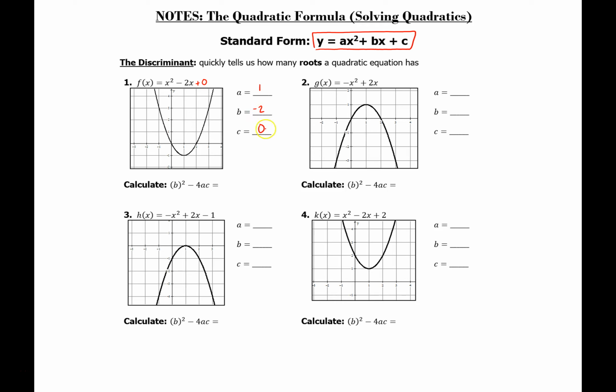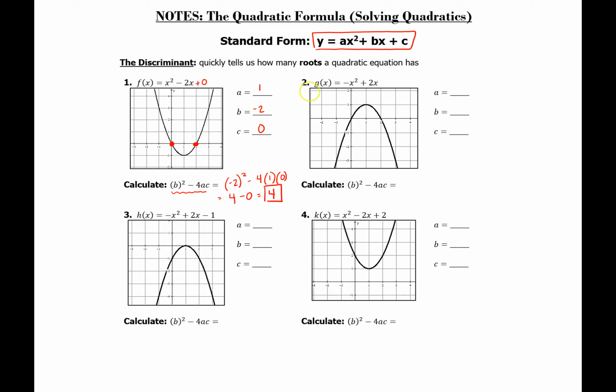When you know these three coefficients, then you can calculate the discriminant by using this formula. We're going to take B and square it, and then subtract from it 4 times A, which is 1, times C, which is 0. So -2 squared is 4, and when you multiply anything by 0, it just gives you 0. So the discriminant of number 1 is 4. Notice for this one, I have a discriminant of 4. How many x-intercepts are there? How many solutions? There are 2 there. We'll come back to that idea in a moment after we look at a few more.